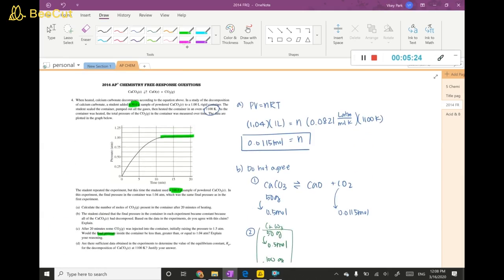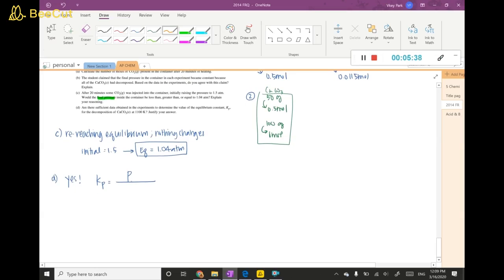If I go back and look at this equation right here, because that's a solid, we don't include it in the K equilibrium. That's also a solid, so we don't include it either. The only one that we include is the CO2. So that's the partial pressure of CO2 over 1. Whatever the partial pressure of CO2 is at equilibrium, which is 1.04 atmospheres, that is Kp. And remember, Kp, because it's a K equilibrium, has no units.